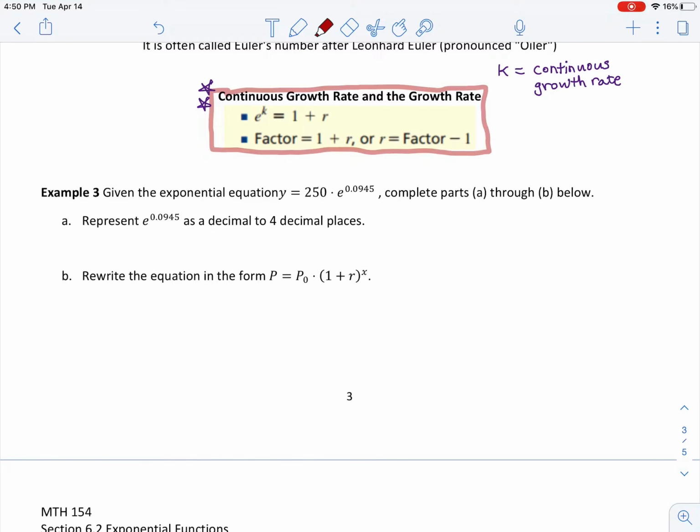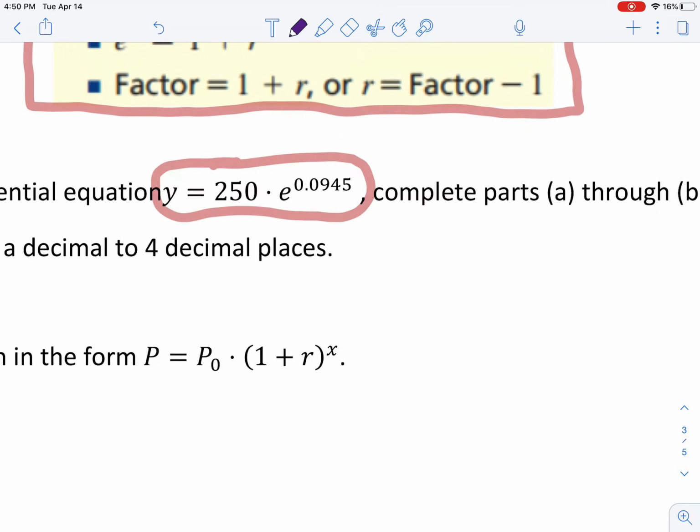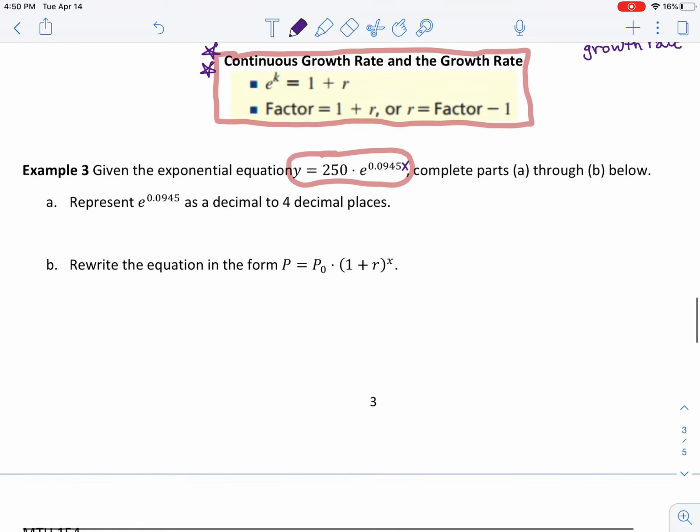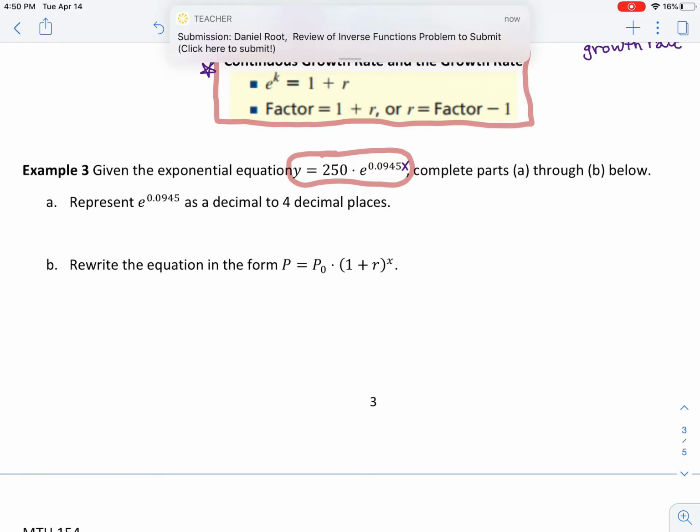So let's use that on example 3. They're going to give you an exponential equation, y equals 250 times e to the 0.0945. Can you go ahead and add x next to it? I'm missing the input variable, x. I better have x in there.